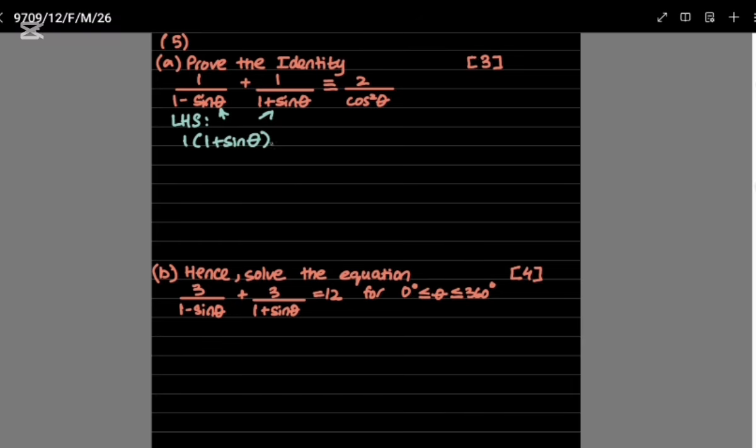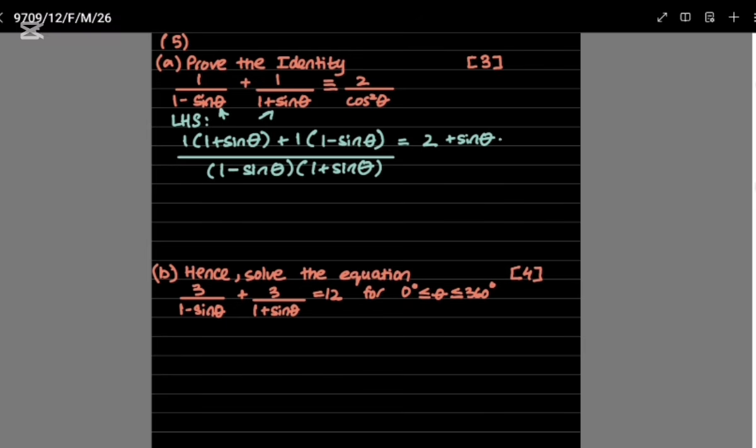1 plus sine theta plus 1 into 1 minus sine theta, the whole thing over 1 minus sine theta into 1 plus sine theta. Now what does this simplify to? So 1 plus 1 gives you 2, sine theta minus sine theta. Let me just write this so you don't get confused. Minus sine theta. It just cancels. Now the denominator.